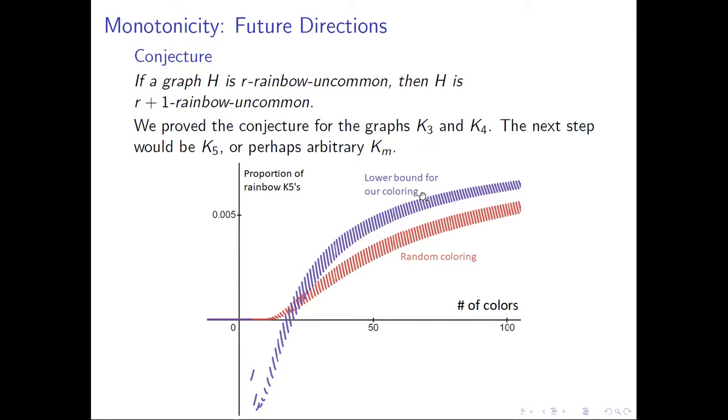So future directions, we want to extend this coloring of the complete graphs that maximizes the number of K3 subgraphs. We want to be able to extend that to prove that all complete graphs are rainbow common for all R greater than or equal to the number of edges.